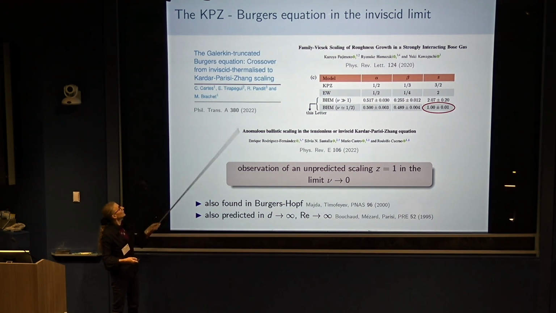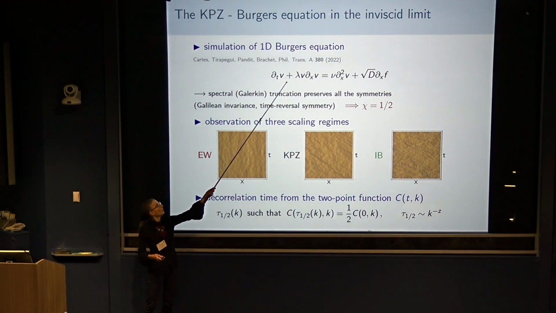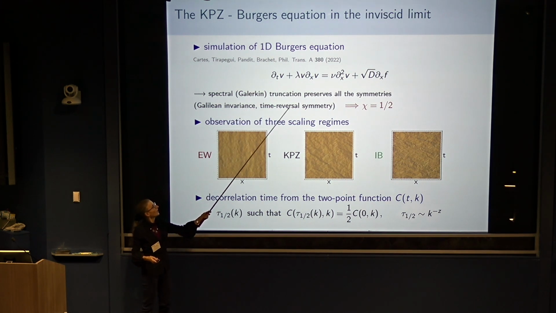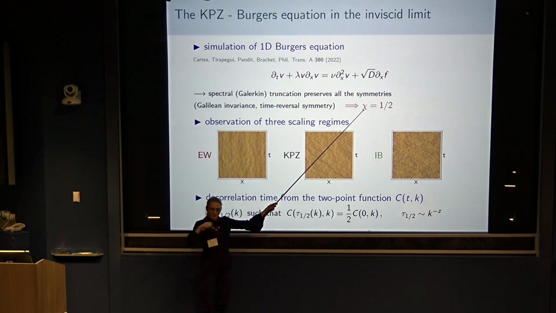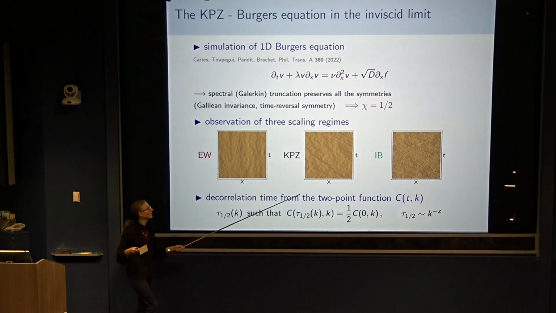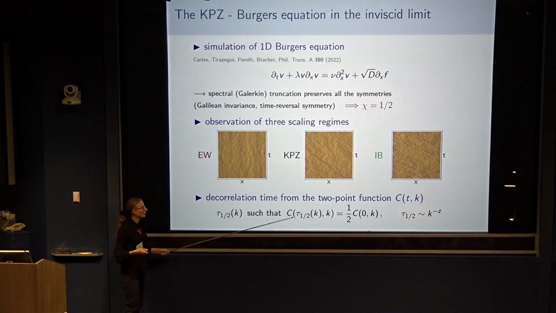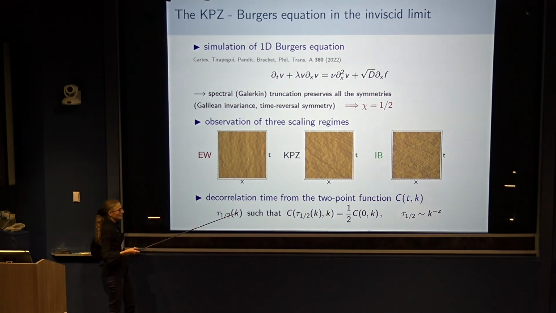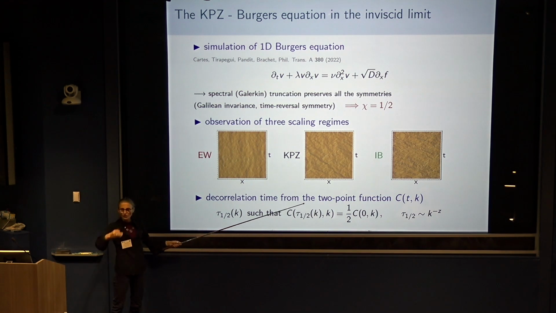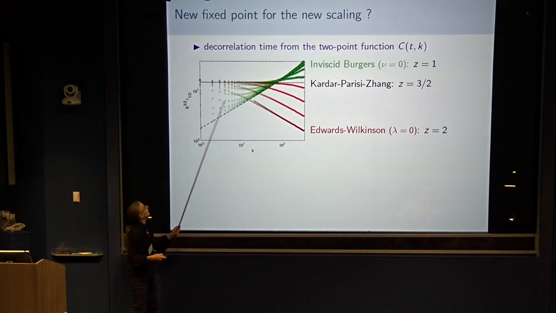So let me describe just in two minutes what they did in this paper. They simulated Burgers, so Galerkin truncated Burgers, preserving all the symmetries, so you're really in the KPZ case. So equilibrium in space, so Brownian motion in space, so this exponent is always 1/2 because you satisfy the fluctuation dissipation theorem. But they found three regimes in time. And the way to quantify this is by measuring the decorrelation time, defined as the time at which your correlation has fallen off to half its value. And this is a way to read off the dynamical exponent. And what they observe is the following.